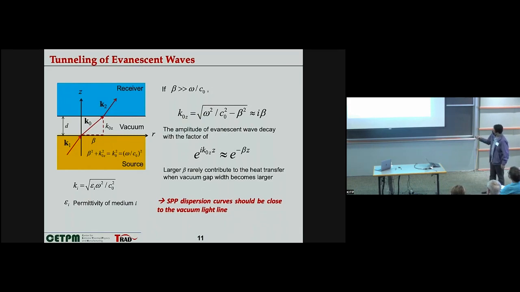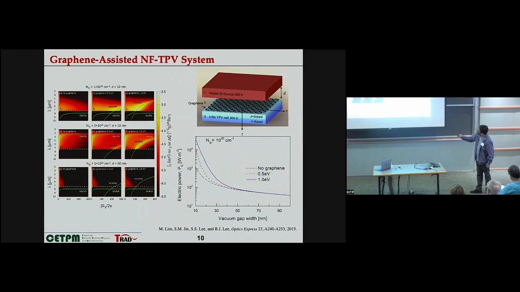So if we want to control the SPP dispersion, it is desirable to shift the SPP dispersion close to the vacuum light line, so that beta becomes close to the magnitude of the wave vector in the vacuum. Previously, the normalized beta was about 50 times or 100 times the magnitude of the vacuum wave vector. So it quickly decays, and with a larger vacuum gap, it cannot contribute. So beta was too high.